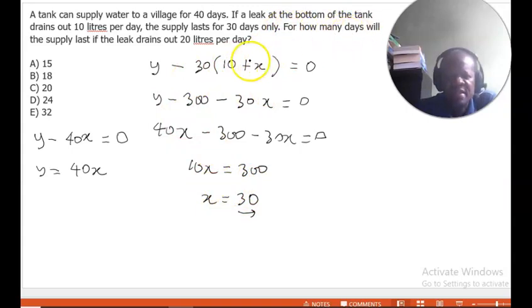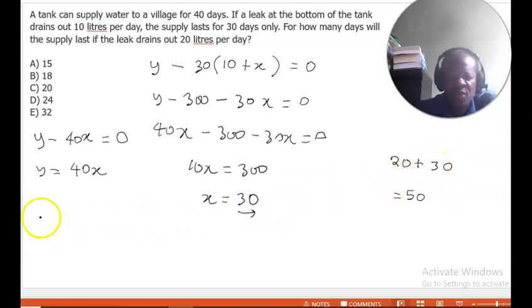For how many days will the supply last if the leak drains out 20 liters per day? If the leak drains out 20 liters per day, the total amount of water that the tank will lose per day will be 20 plus the volume supplied to the village, that is 30. So this is the volume that it will lose per day, that is 50.